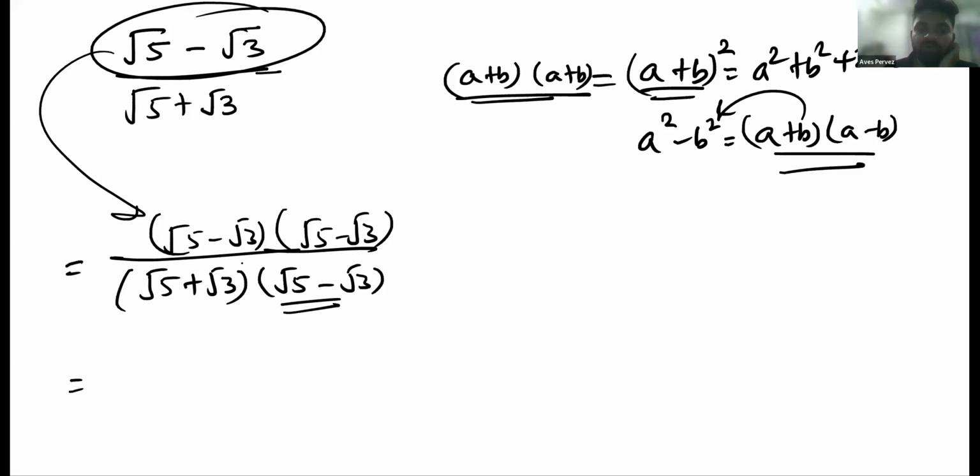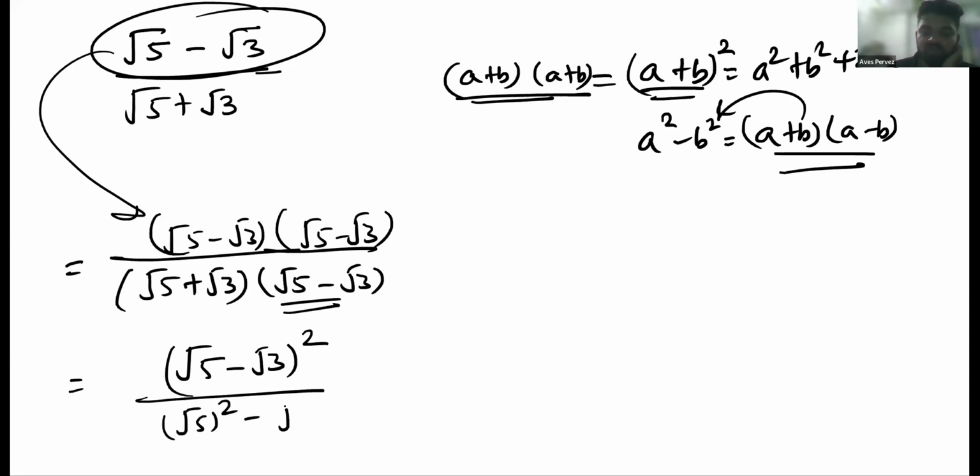Now what we need to do here is, this is exactly the same: root 5 minus root 3, root 5 minus root 3. When they are exactly the same, they become root 5 minus root 3 whole square. And here, this is a plus sign and this is a minus sign, they are opposite. So a plus b, a minus b becomes a square, the first term square minus the second term square. Here a is the first number, b is the second number.